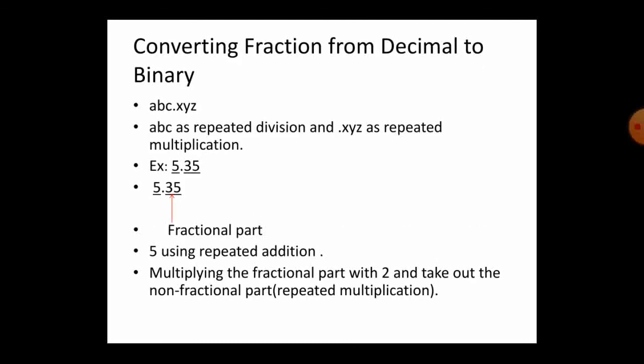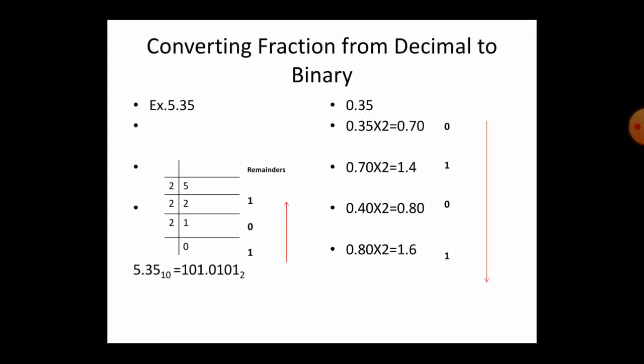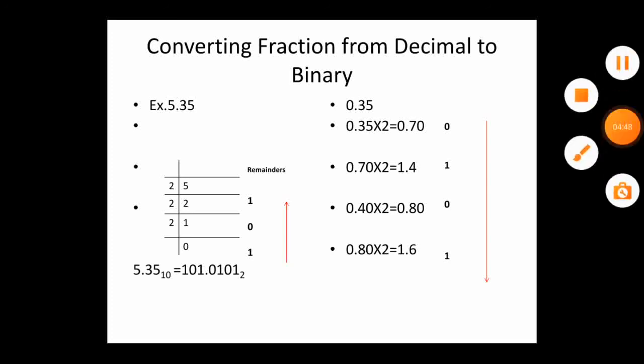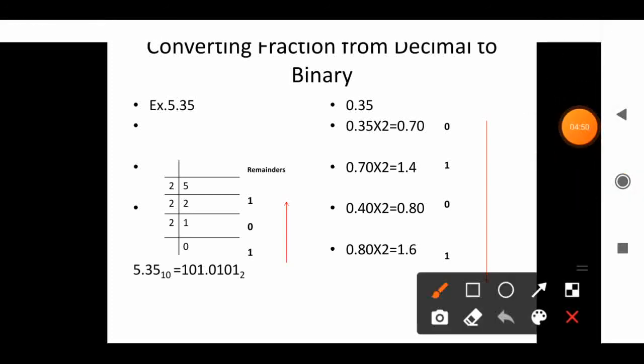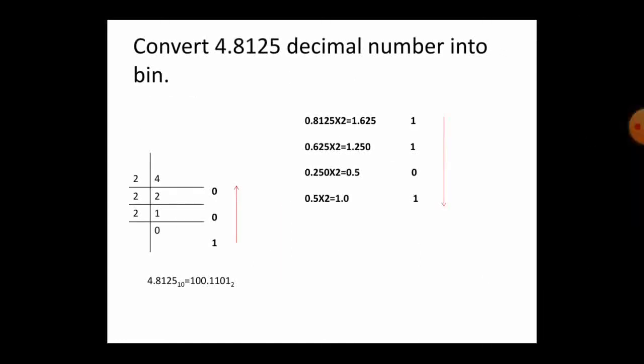Okay. The next one is converting a fraction from decimal to a binary number. For the fractional part, you multiply the number by 2. For the whole part, you divide the number by 2 and record the remainder. In the fraction part, you store the results, from top to bottom, with the first as the most significant bit, down to the least significant bit.